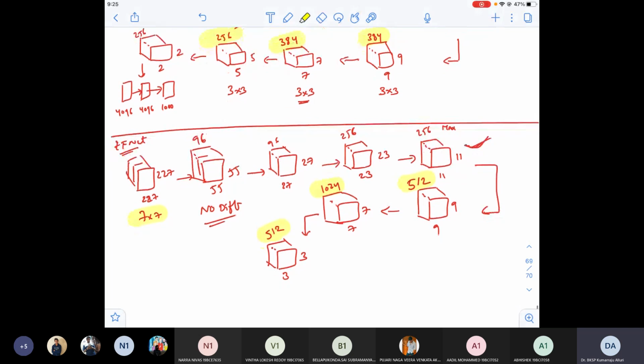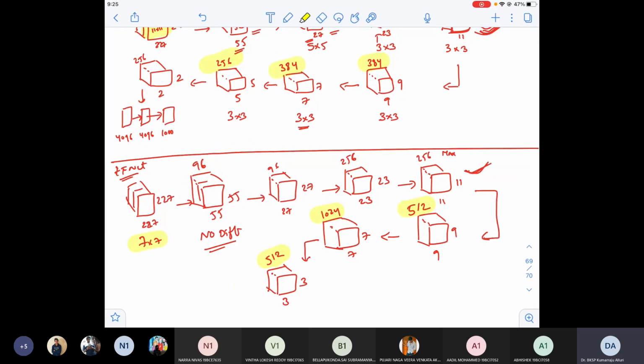Then finally after 7 by 7, I think it's not 3 by 3. So after 7 by 7, it's 5 by 5. Sorry, it's my mistake. So now after 5 by 5, you'll get 2 by 2. And how many such 2 by 2? It's 256. Now there is no difference. Here also we have the same thing, 256, 256.